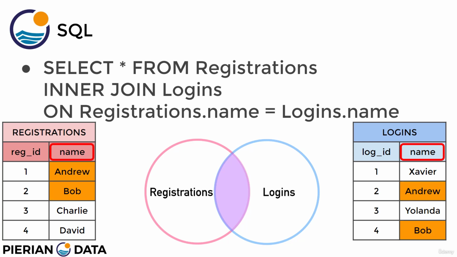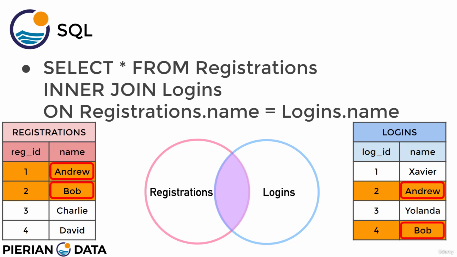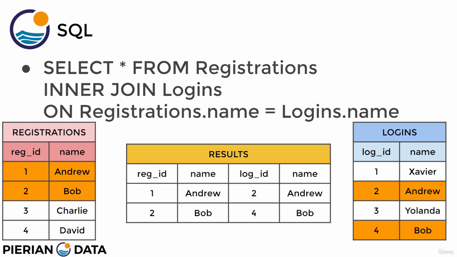So then we look at, well, where do we have a match in both tables? And that happens to be Andrew and Bob. And so we said select all the columns from these. So that includes the registration ID column as well as the login ID column. So we have these 4 columns, we have the matches, and we join them together to see this result. So this is selecting all the columns from the result of registrations inner joined with logins on the name column. Okay, and that's it. That's an inner join.